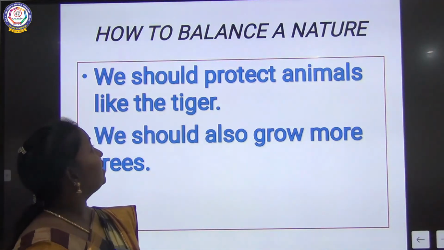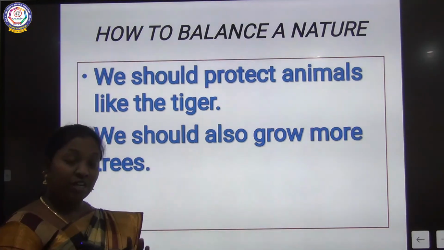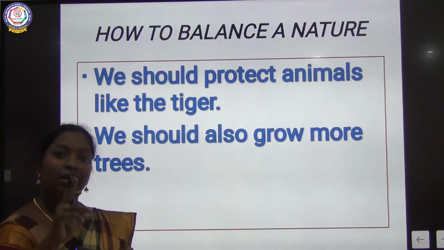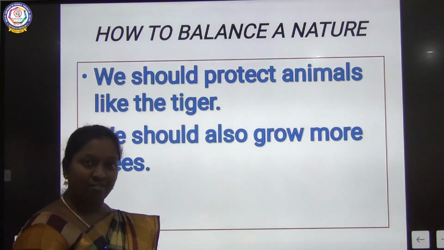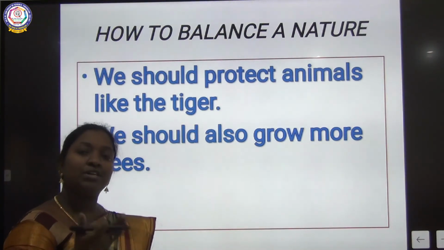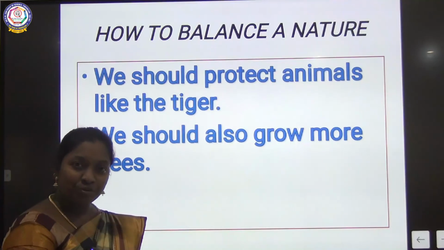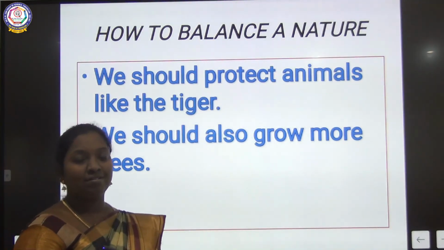How to balance nature? We should protect animals. Even though it is a dangerous animal, we should protect it. Then only can we make nature be in balance. We should also grow more trees. Instead of keeping on cutting trees, we should have a habit to plant new plants in our surroundings. So by this way we can balance nature.